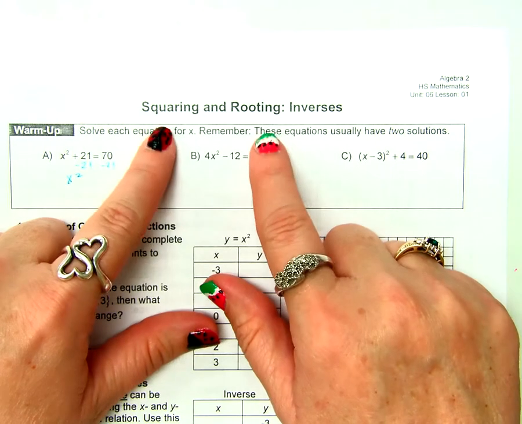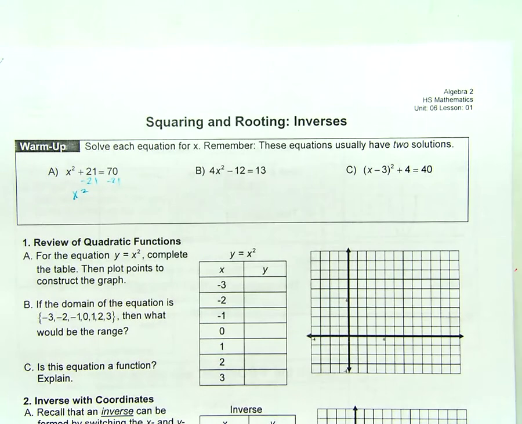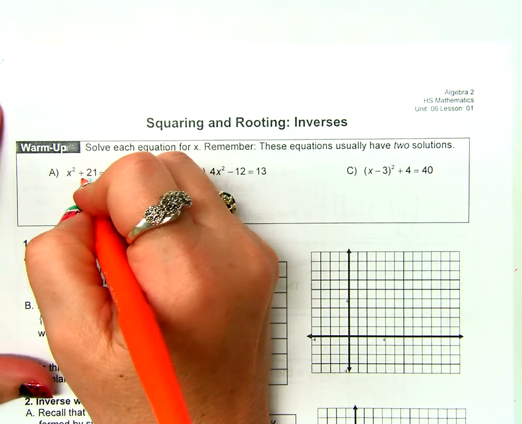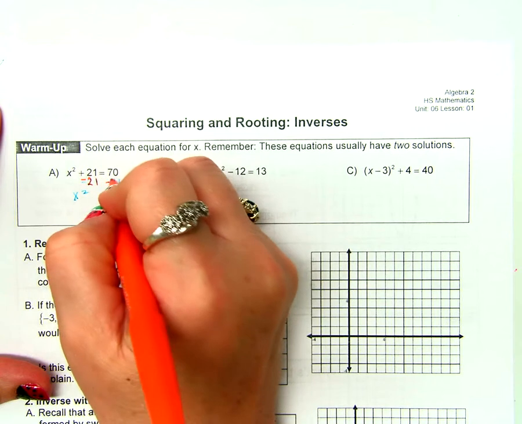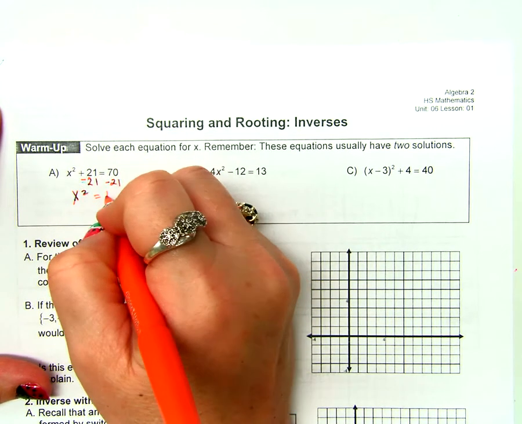Squaring and rooting. We're talking about inverses today. Okay? So solve the equation for x. Remember that these equations usually have two solutions. So we're going to subtract 21 from both sides. We get x squared equals 49.